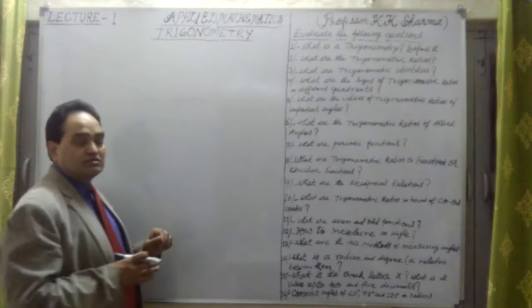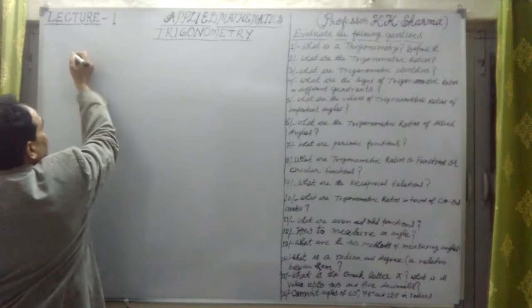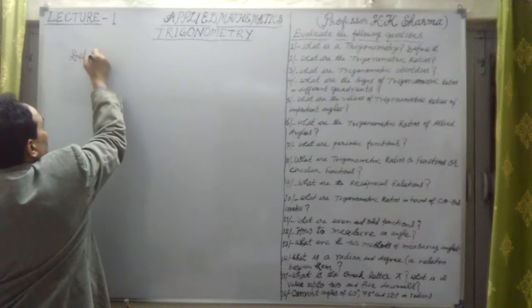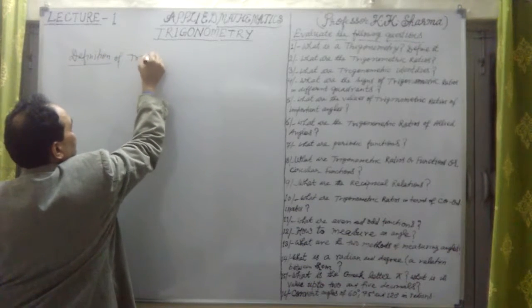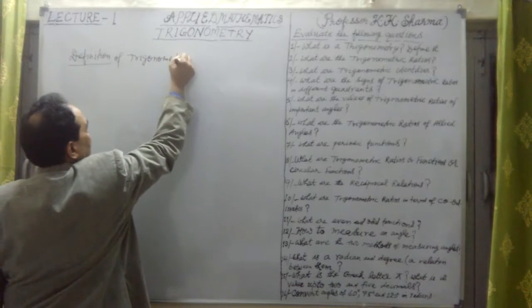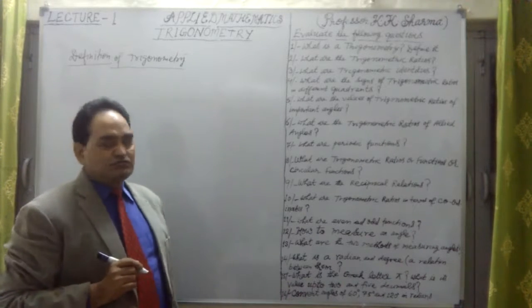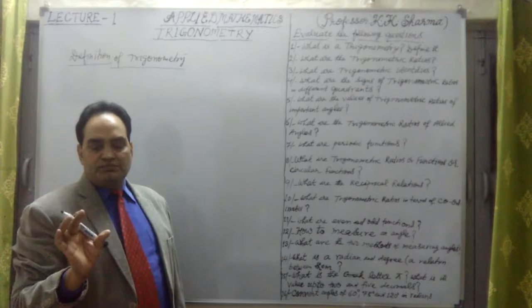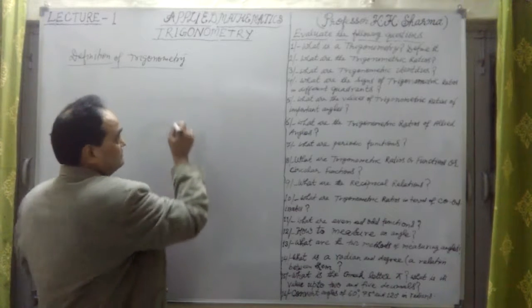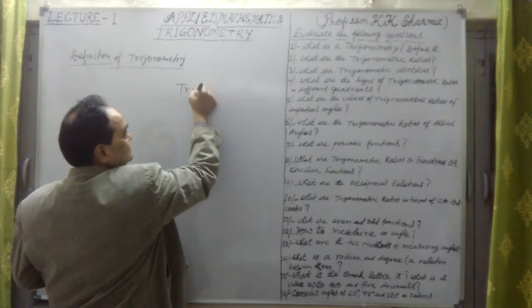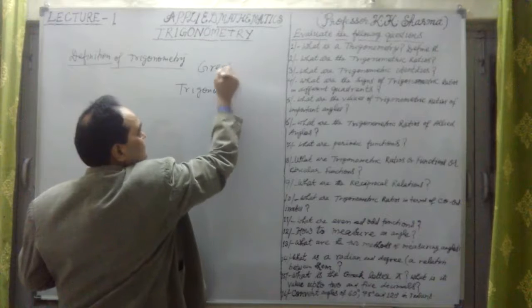Okay, so now let me get the definition of trigonometry. How to define trigonometry? Definition of trigonometry. Now this word trigonometry has actually been taken from two basic words from the Greek language. So here let me first take the first word, trigonon. This is a Greek word. It has been taken from the Greek language.